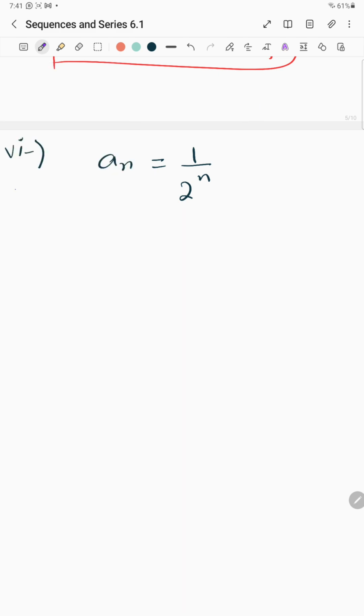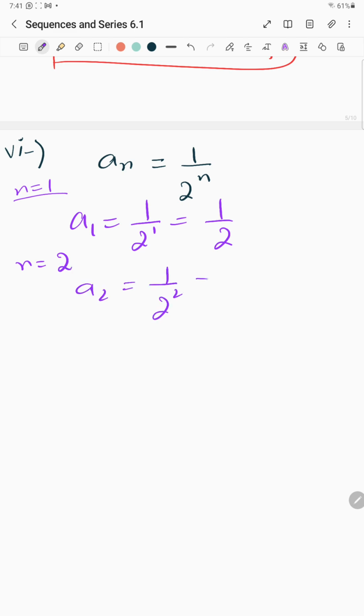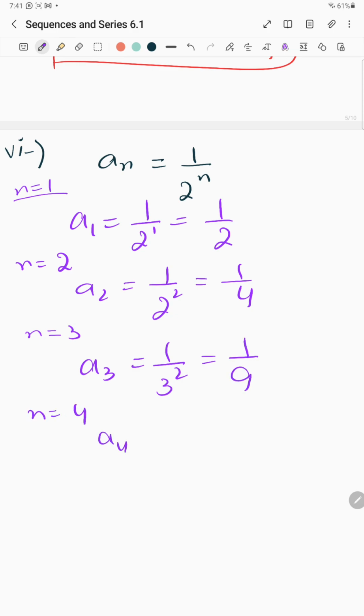Okay, n is equal to 1, a1; n is equal to 2, a2, 2 squared should be 4; n is equal to 3, a3, 3 squared should be 9; n is equal to 4, a4, 2 4. Sorry, there is a mistake, I'm going so fast.